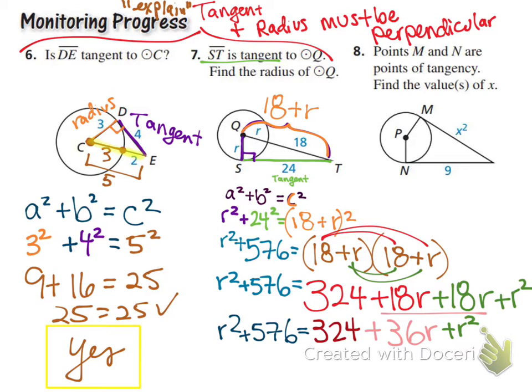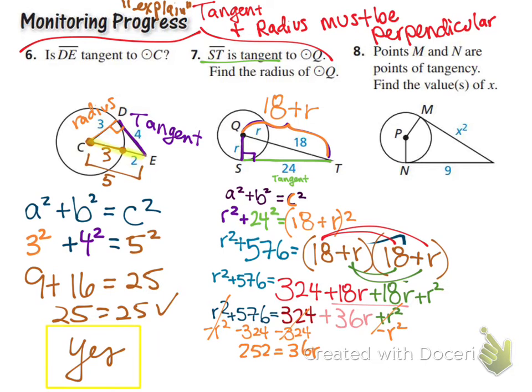So what is the next thing that we would do? We can combine like terms. And subtract the 324. We can. What do we want to do before that? Yeah, the R squared. We could subtract them, cancel them. So those are gone. And then we can subtract the 324. And what do we get? 252. 252 equals 36R. Divide by 36. And the radius is 7. You could say units if there's not a unit. That's that.